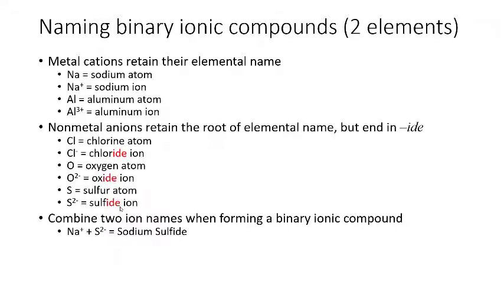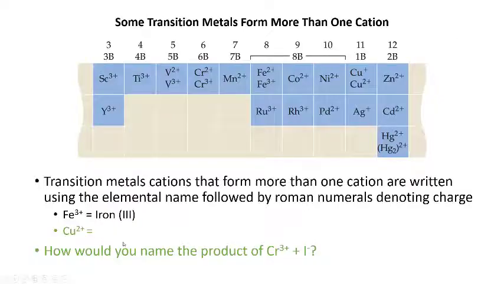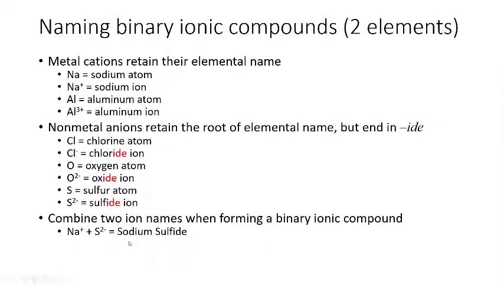So when we name a binary compound, which means just involving two separate elements, we combine these two ion names to read out what the ionic compound is. So if you combine the sodium ion with the sulfide ion, you combine the two to form sodium sulfide.